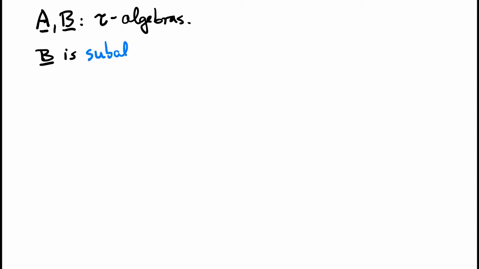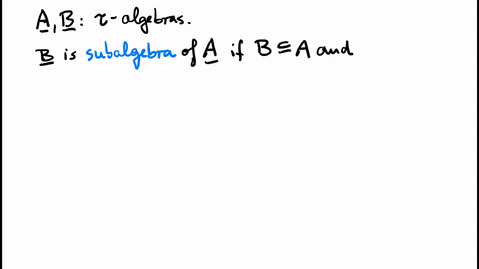Let A and B be algebras with the same signature tau. Then we say that B is a subalgebra of A if, first of all, B is a subset of A. For relational structures, there was no restriction on the choice of the subset B. For algebras, this is different. There is an important restriction that we have to impose on the set B.